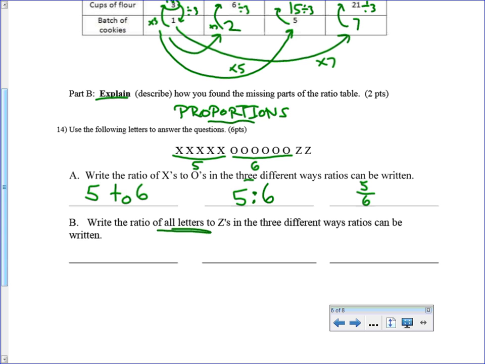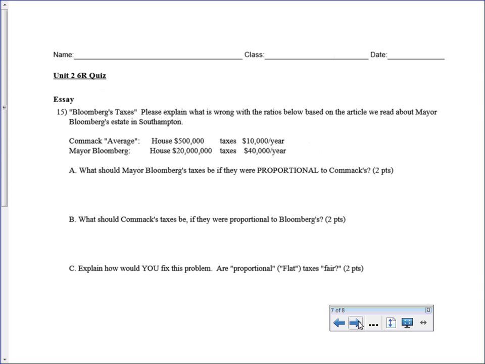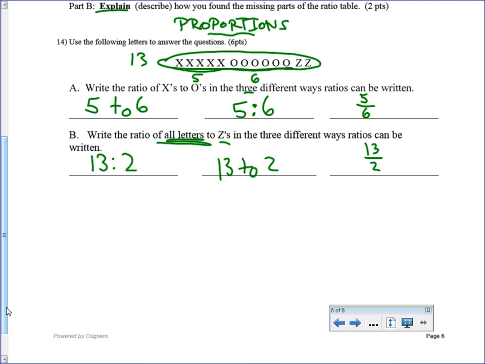Ratio of all letters, all of them. Wow, all of them all together, it's 13. 2 Z's, there's 2 of them. So 13 to 2, 13 to 2, or 13 over 2. Next page. Wait, did we skip something? No. All right, next page.